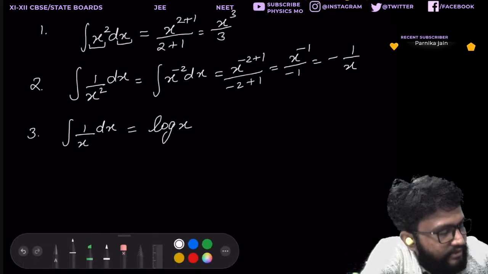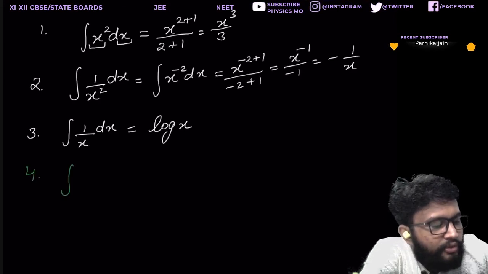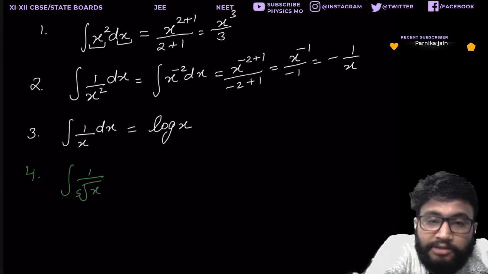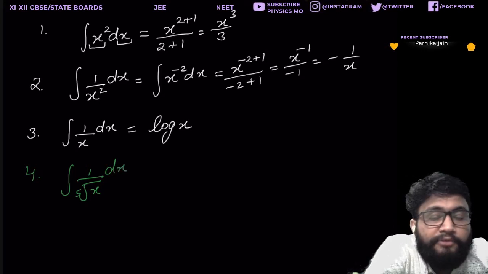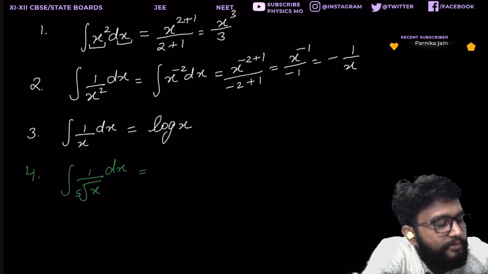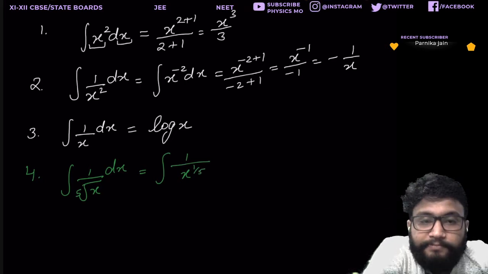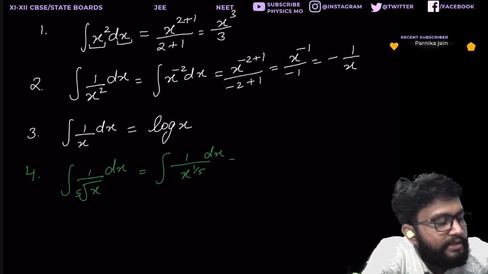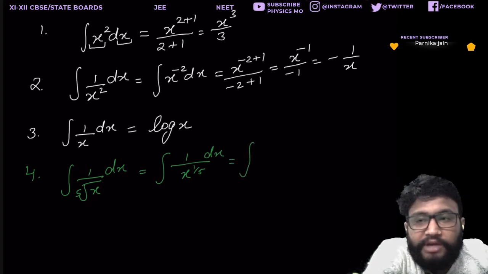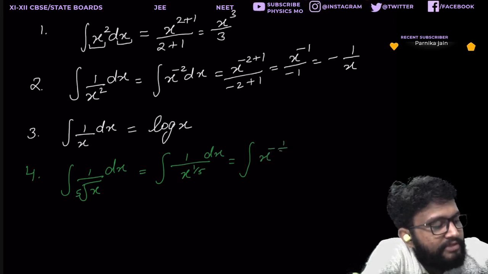Then let's take one more example. We have the fourth one, integration of 1 upon the fifth root of x, dx. Please see this carefully, how you have to change the form. It will be equal to integration of 1 upon x raised to power 1 upon 5, dx, and this will be equal to integration of x raised to power minus 1 upon 5, dx, when you take it in the numerator.